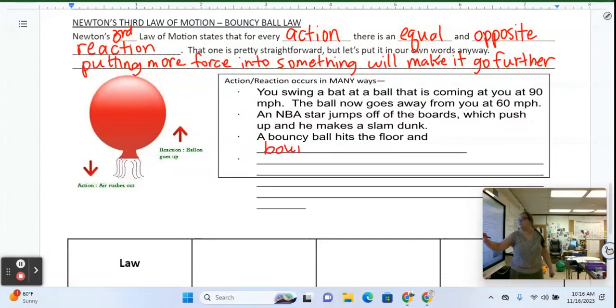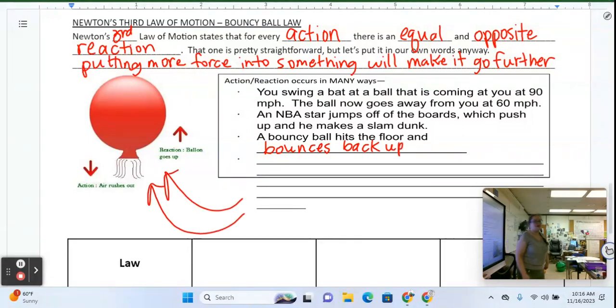You come up with your own. You could use the one that I just used to introduce the law.